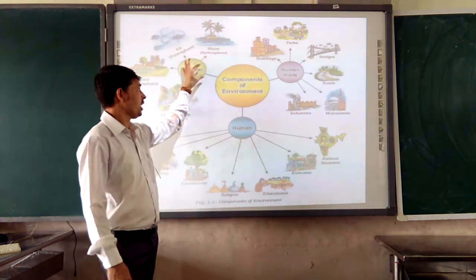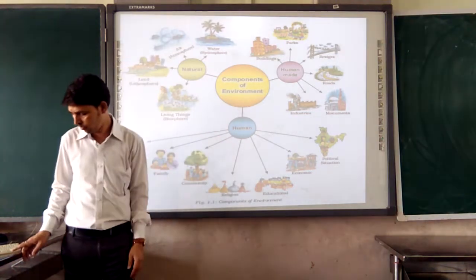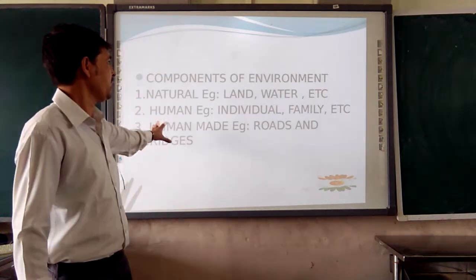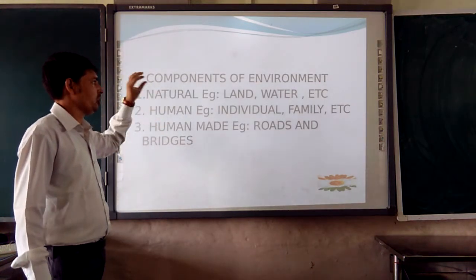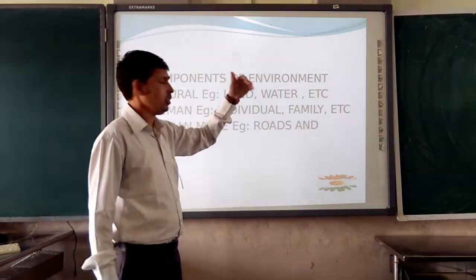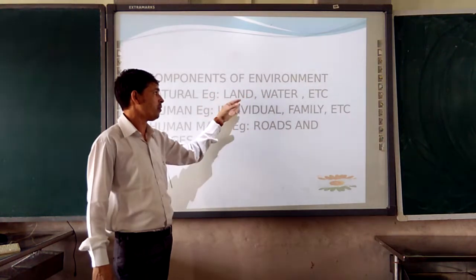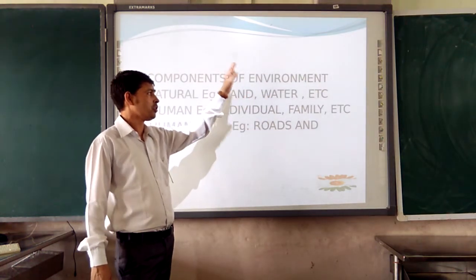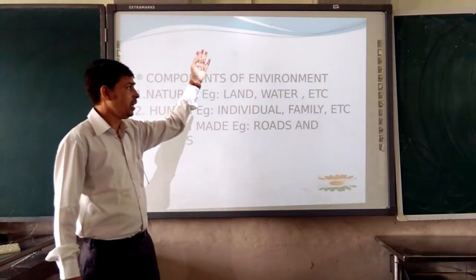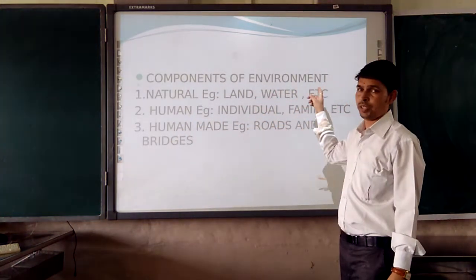Moving further to discuss each one of them in detail, we are moving to the next slide. This slide is talking about first, natural. Natural examples are land, water, etc. Land is there, water is there. What two are missing? Land means we are talking about the lithosphere. Water, we are talking about the hydrosphere. Air, we are talking about the atmosphere. And the last one, the living organisms, that is the biosphere.